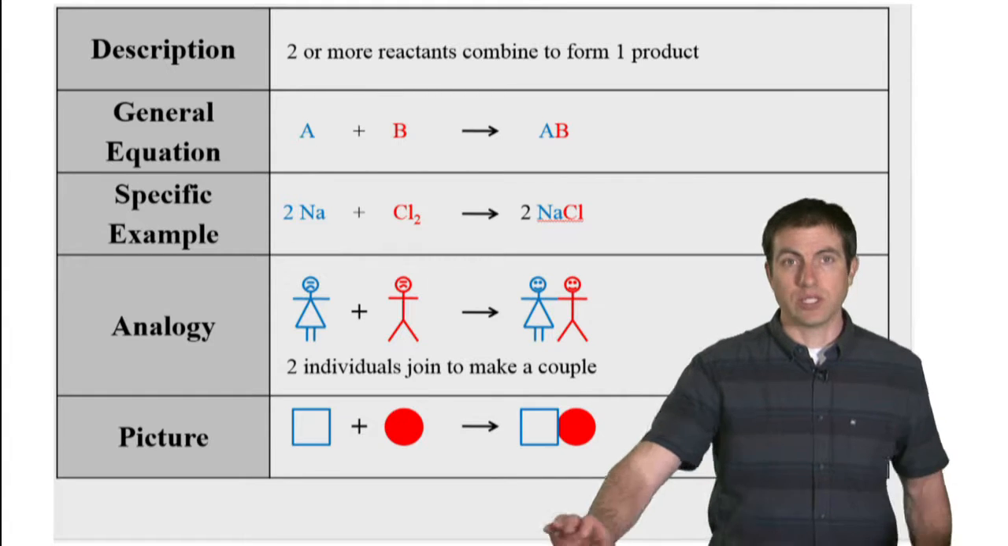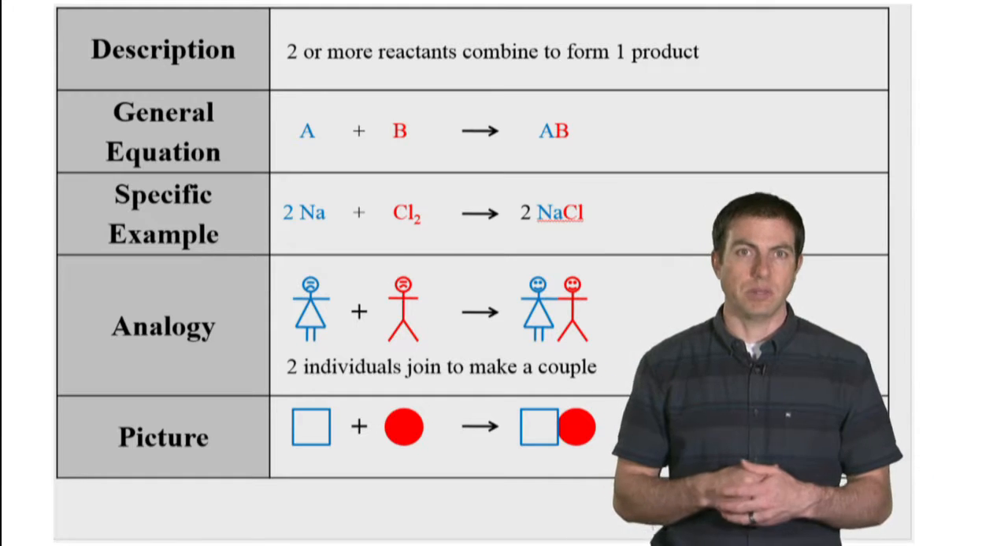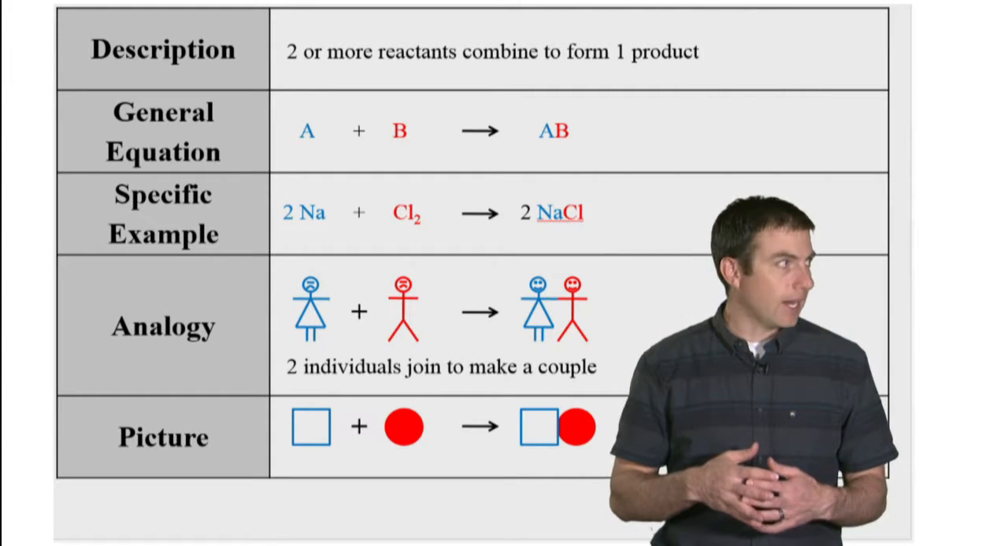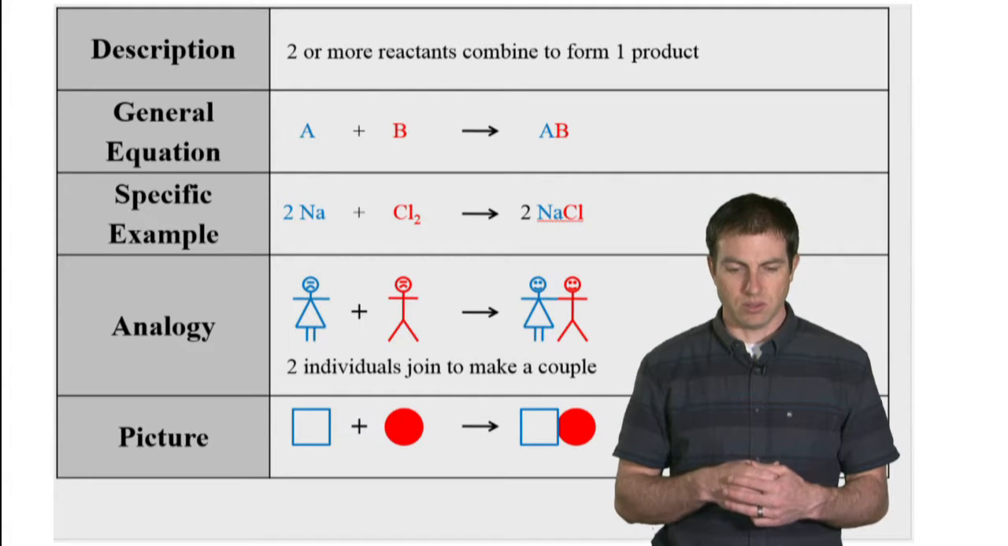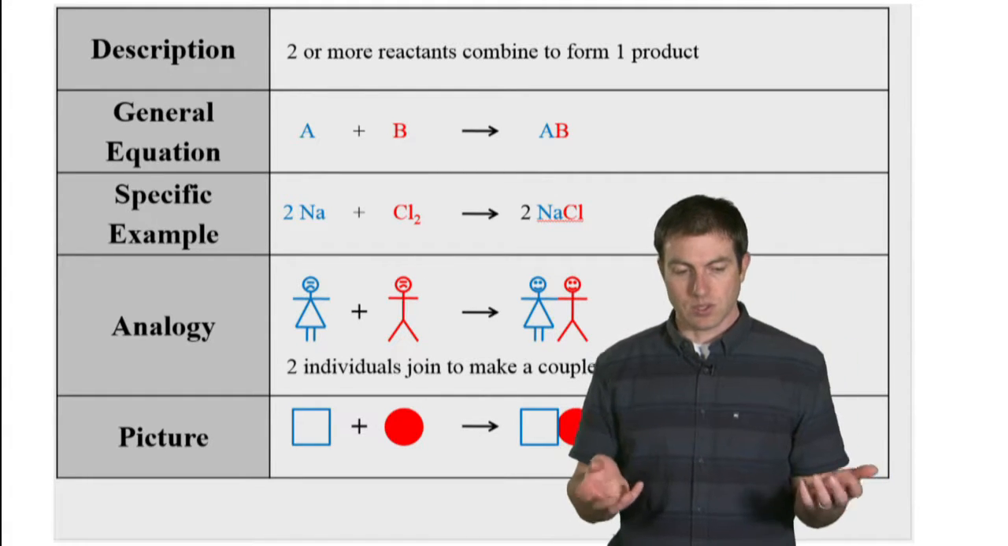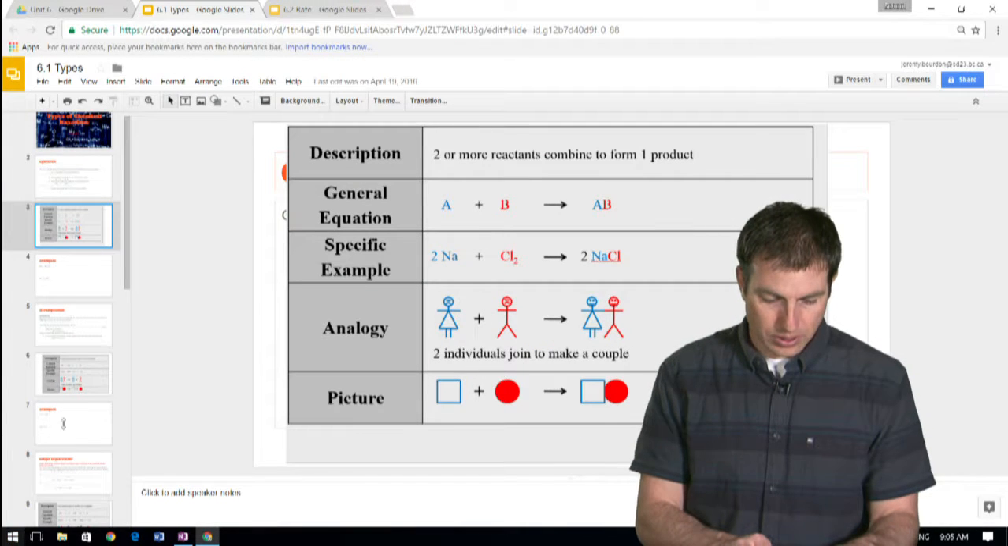So the general equation, you could use letters X's and Y's, or A's and B's, or you can use little pictures if you wanted, it doesn't matter. And then a specific example, so sodium and chlorine combined together to give you sodium chloride. This is what that first part of the practice was all about.